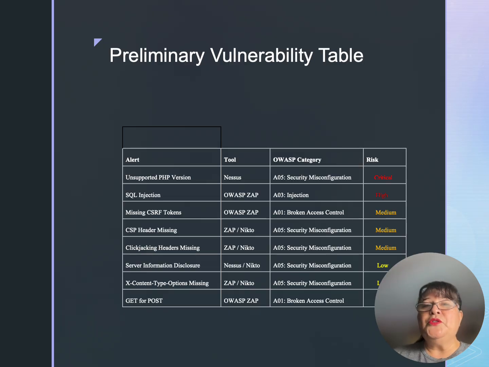A01 and A02, supporting weaknesses. The absence of CSRF protections and the use of unencrypted HTTP connections represent supporting weaknesses that reduce overall application security, but are secondary to the injection and misconfiguration risks.